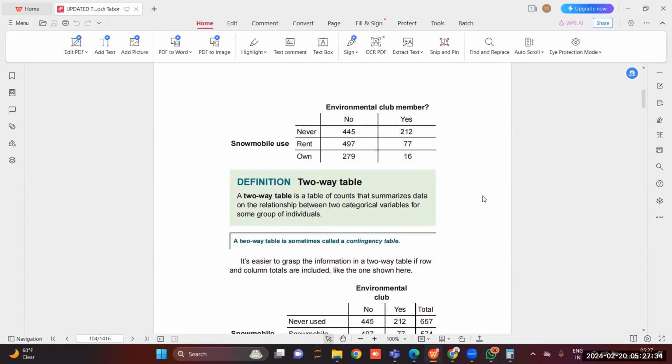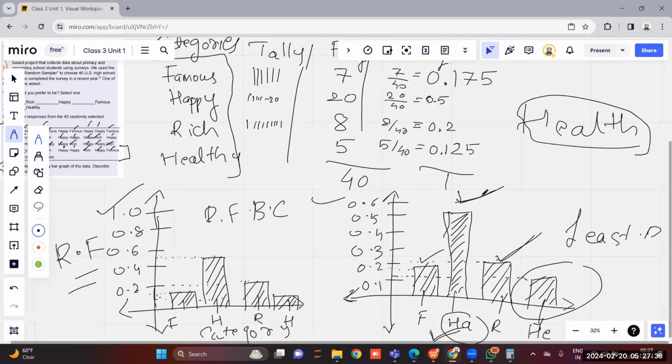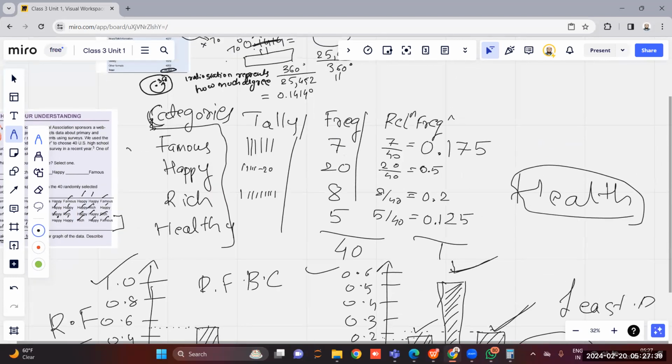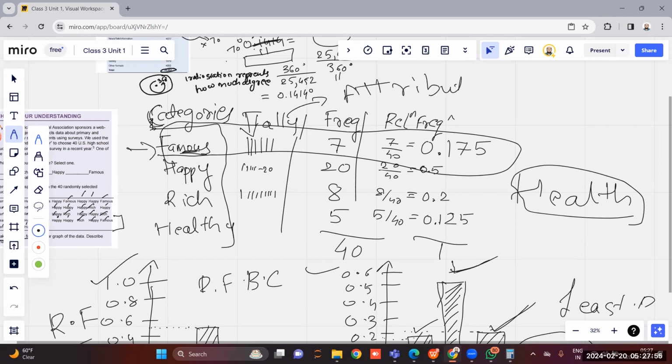That's the two-way table. We were drawing a one-way table. See here, it was famous, and we were listing or tallying it according to this. This whole row was representing famous, and these columns were representing the attributes of famous. What data has famous collected? In the name of famous, what data do we have? So this row was telling us that.